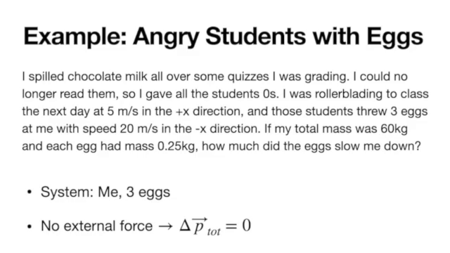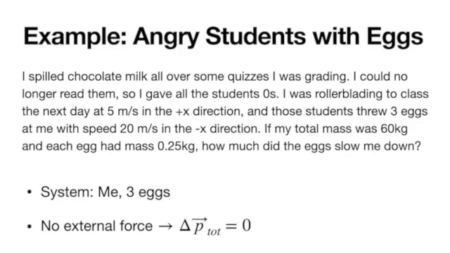So here's our example. I spilled chocolate milk over some quizzes that I was grading, so I couldn't read them. As a result, I had some angry students, and so those students threw eggs at me while I was rollerblading to class. I know that my mass is 60 kilograms, and I was moving at 5 meters per second in the positive X direction. And that each egg, there were 3 of them, is 0.25 kilograms, and it's moving at 20 meters per second in the negative X direction.